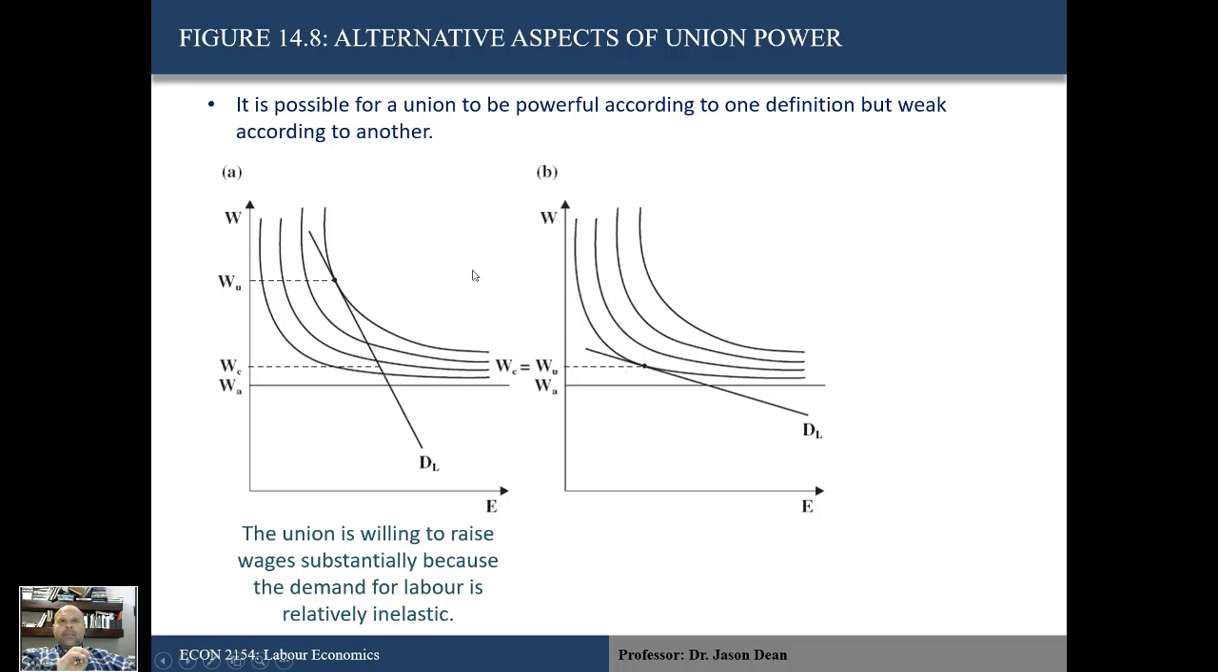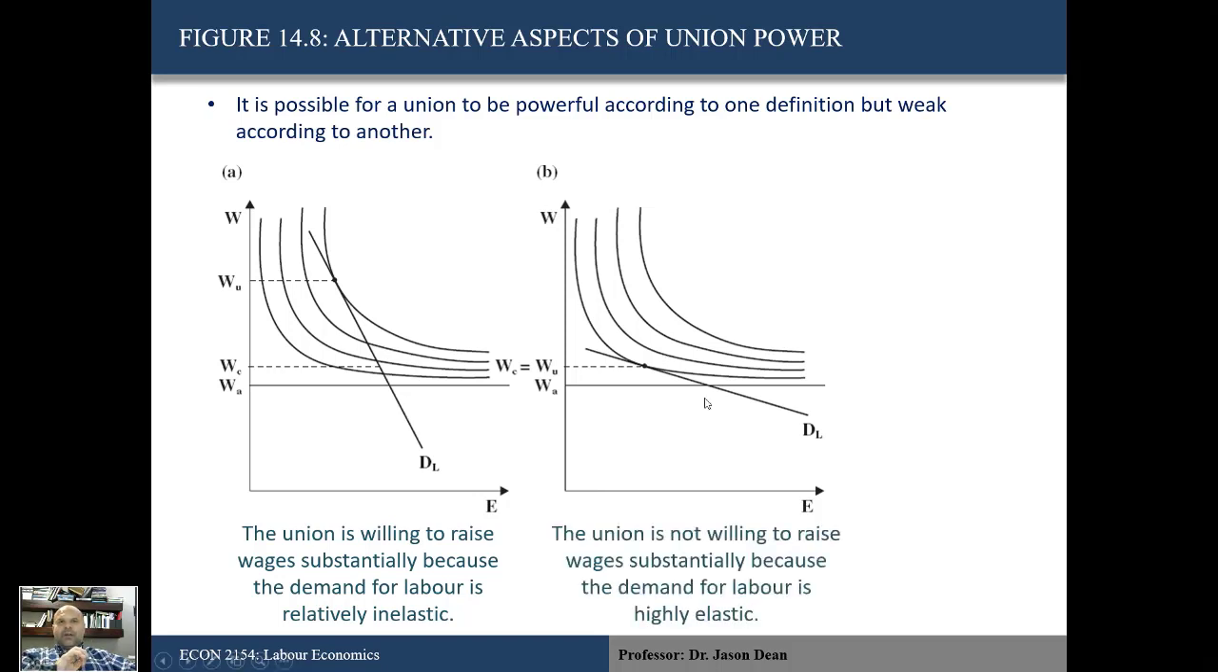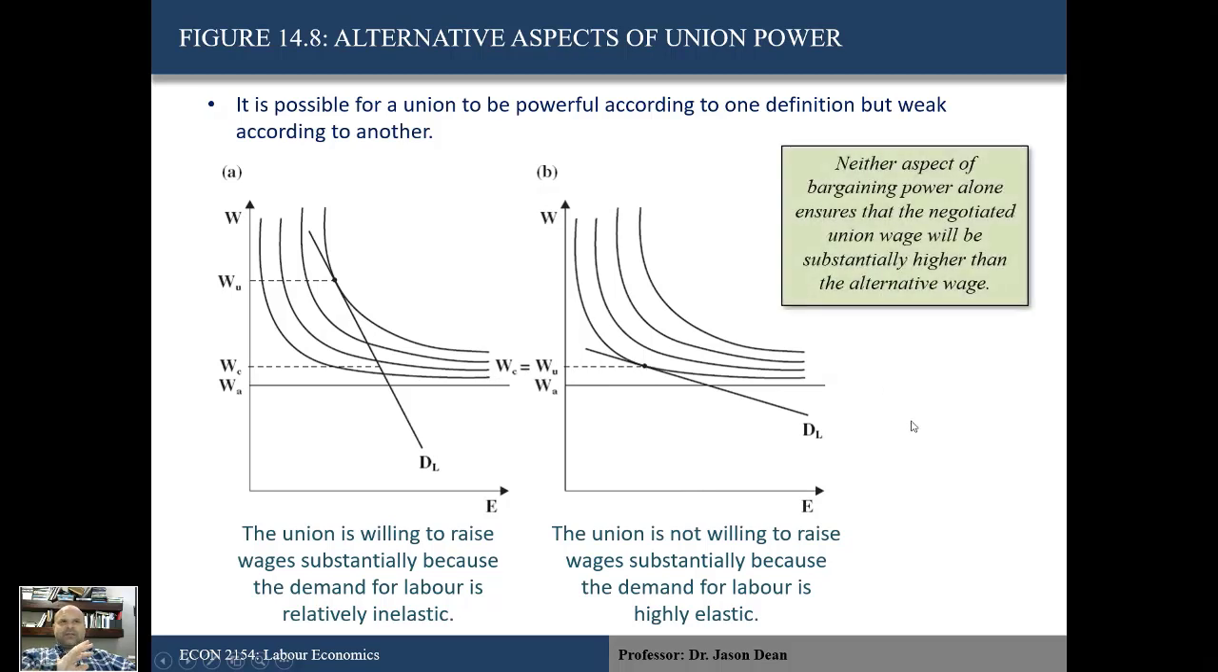And then let's suppose, in terms of the second definition, this union is very good at being able to get the wage they want. So this union is not willing to raise wages substantially because the demand for labor is highly elastic. But on the other hand, they're able to get the wage they want in terms of that measure. And so they're happy. This just highlights that you need to be very clear on what the definition of union power is.